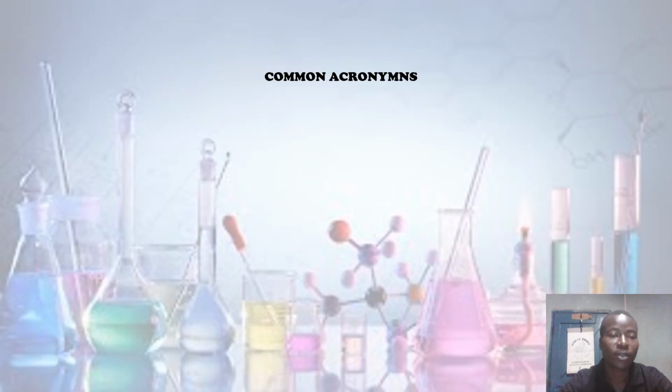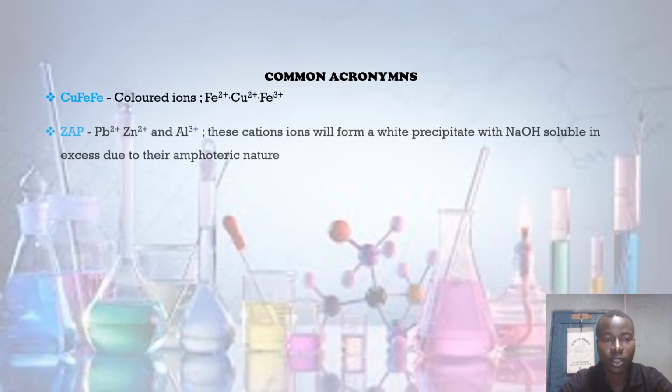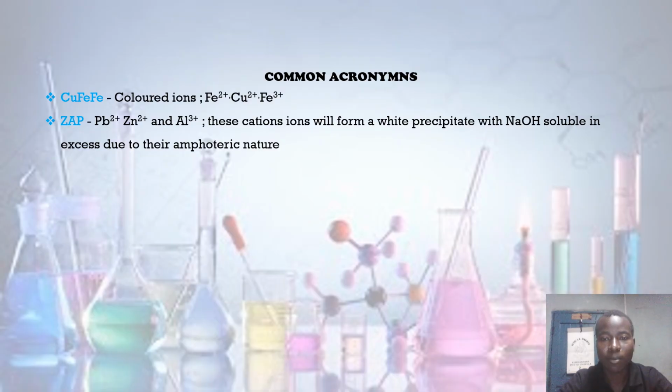So the first acronym is KUFEFE, that is for the colored ions. We have ZAP, that is for the lead ions, zinc ions, and aluminium ions, which usually form a white precipitate with sodium hydroxide that is soluble in excess due to their amphoteric nature, because you remember that these three ions usually form complexes.